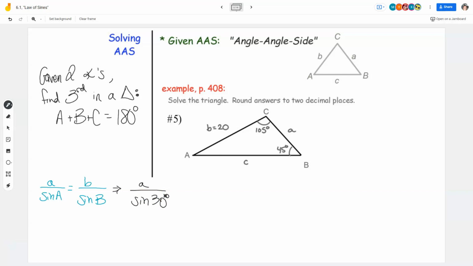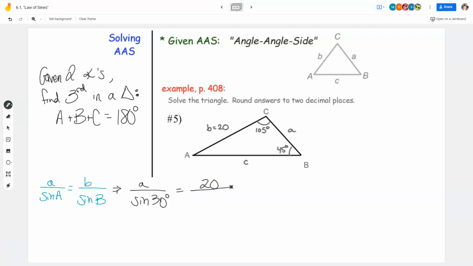Did I technically have to start there? No. I could have started with C over sine C equals B over sine B. I could have started with C. I like going in alphabetical order if I can. On the other side, what am I going to plug in? 20 over sine of 45.